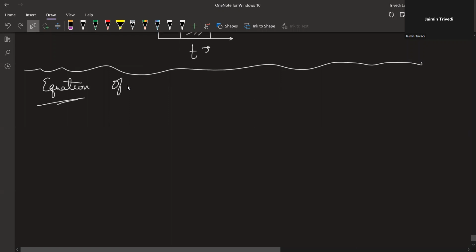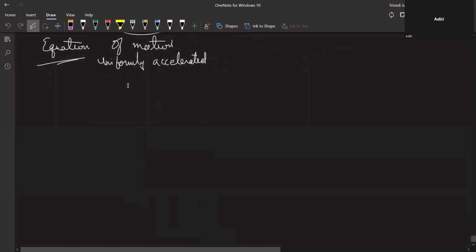Equation of motion. Or we can say uniformly accelerated motion. We are studying uniformly accelerated motion. What is uniformly accelerated motion? When we have magnitude and direction of acceleration constant. So this chapter is totally about uniformly accelerated motion.